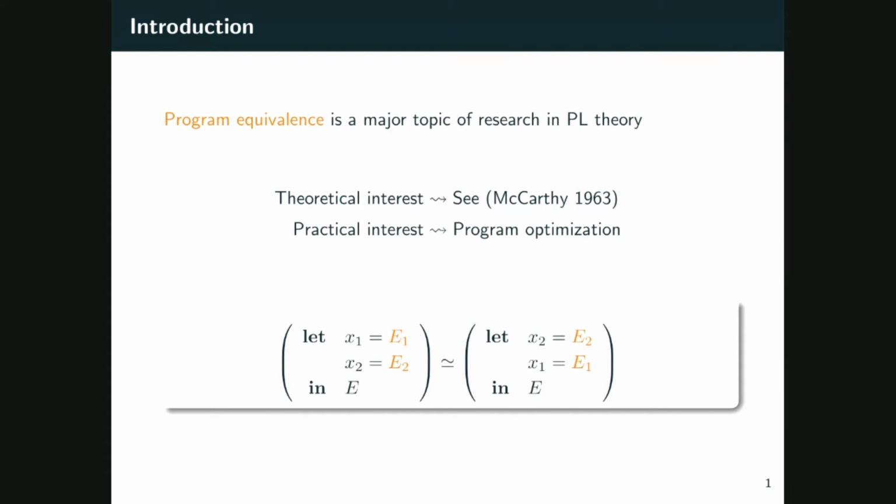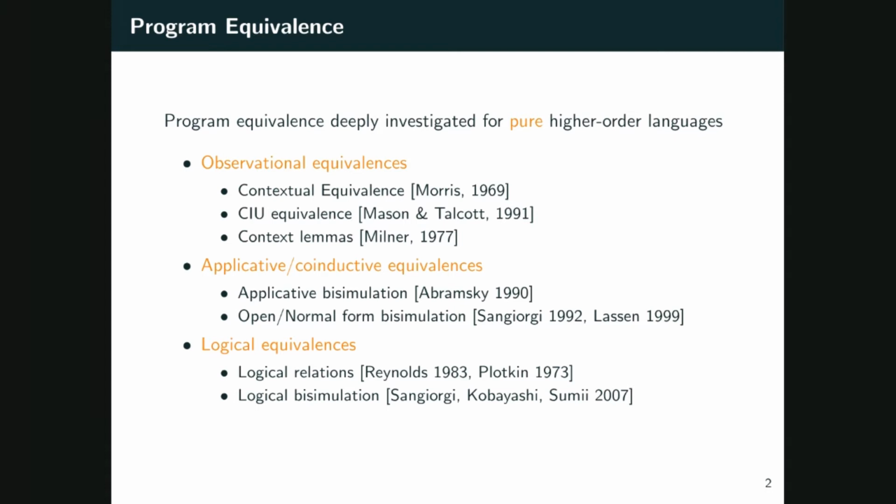And in fact, program equivalence has been deeply investigated for pure higher order sequential languages. And in this talk, I will just refer to higher order sequential languages, or functional languages, if you like. And as I was saying, program equivalence has been deeply investigated for pure languages since the 70s, I would say, having a look at this list of well-known equivalences, such as contextual equivalence or logical relations and applicative bisimulations.